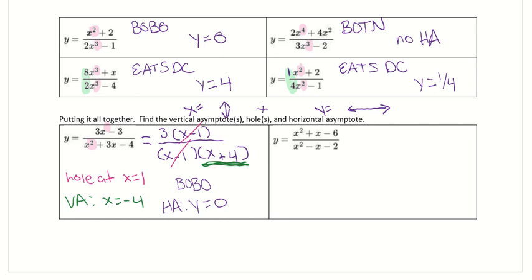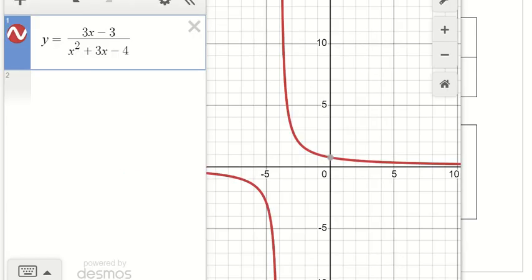So we found all the characteristics, and as always, a great way to check your work is to graph it and see if those answers make sense. So let's see if we've got it. Do we have a hole at 1? Yes, we do. I just saw it. Yep, there, we have a hole at 1. Do we have a vertical asymptote at -4? Yes, we do. There is an up and down line at -4. And do we have a horizontal asymptote at 0? Yes, we do. There is a horizontal line with a height of 0.